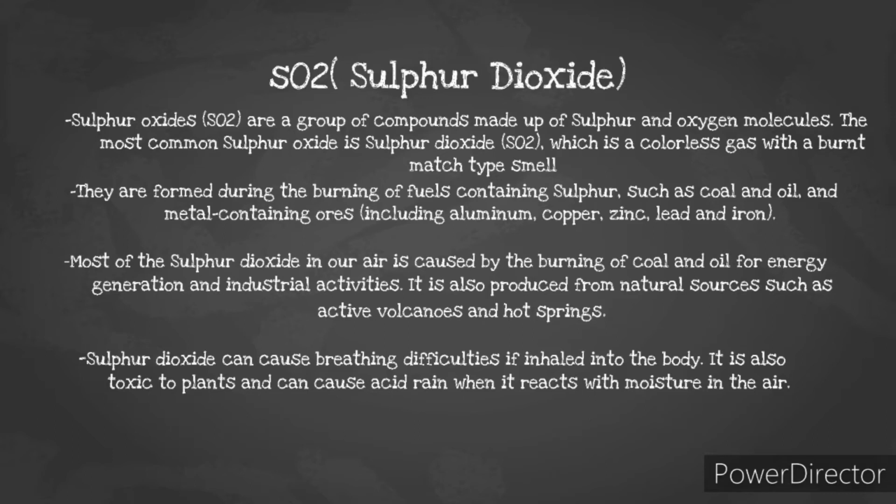Most of the sulfur dioxide in our air is caused by the burning of coal and oil for energy generation and industrial activities. It is also produced from natural sources such as active volcanoes and hot springs. Sulfur dioxide can cause breathing difficulties if inhaled into the body. It is also toxic to plants and can cause acid rain when it reacts with moisture in the air.